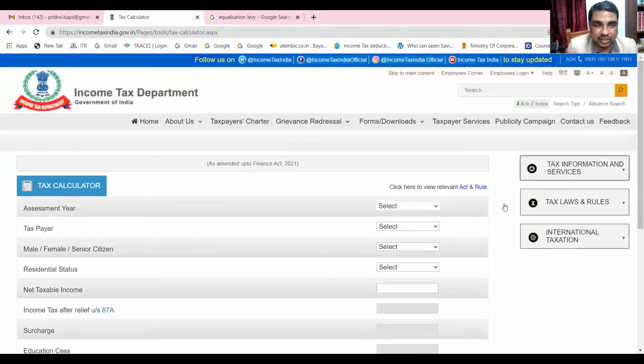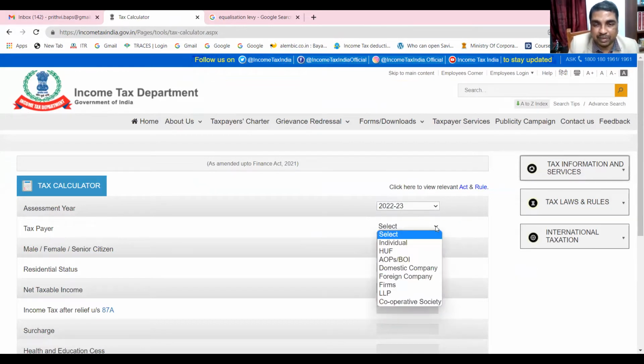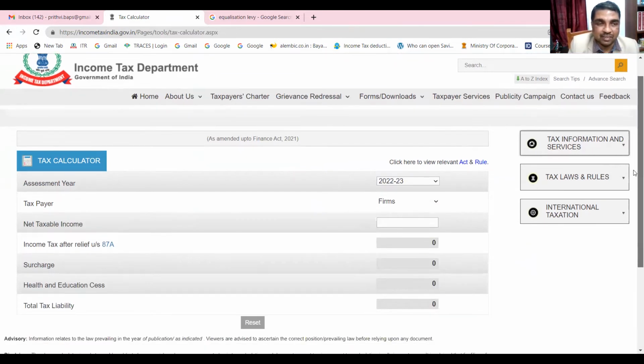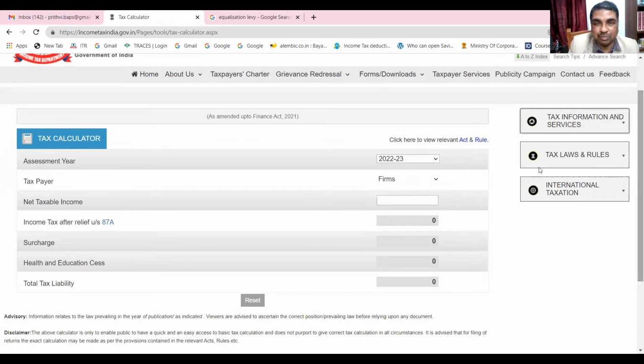Other calculators are also there; at the appropriate time I'll show you. Let us say this is the assessment year 22-23. Who is the taxpayer? We can choose individual, HUF, AOP/BOI, firm, LLP. Next time, let us do it for a firm. You see, in case of a firm, it is not asking you the option: are you opting for 115BAC? Do you know why? That is the new scheme. Is it asking this option?